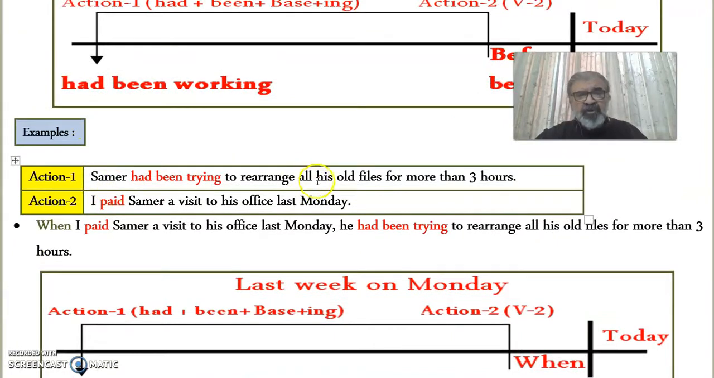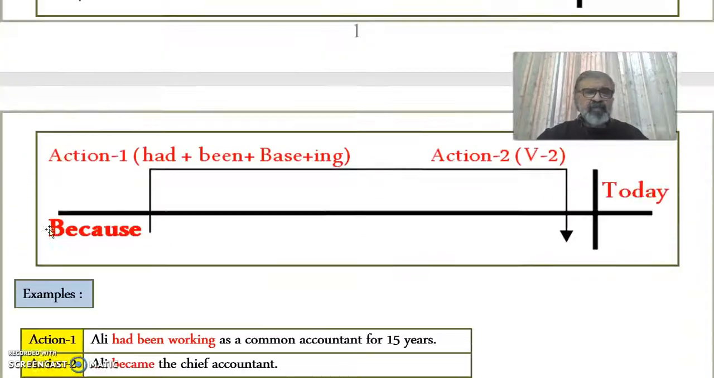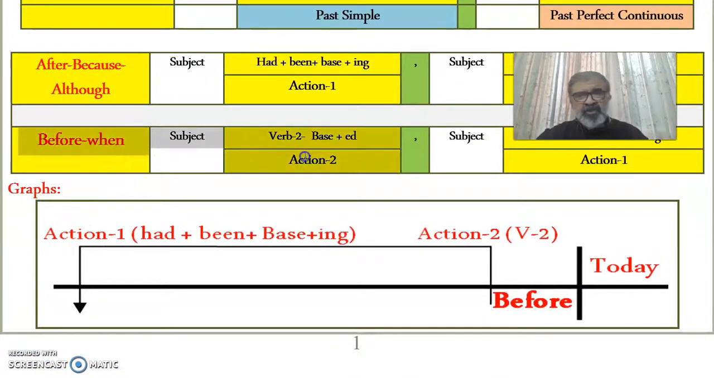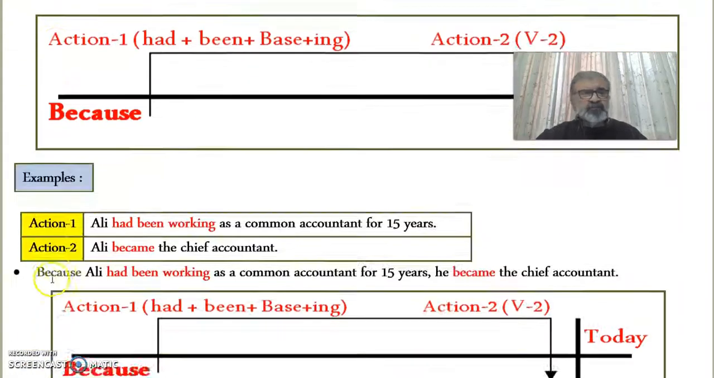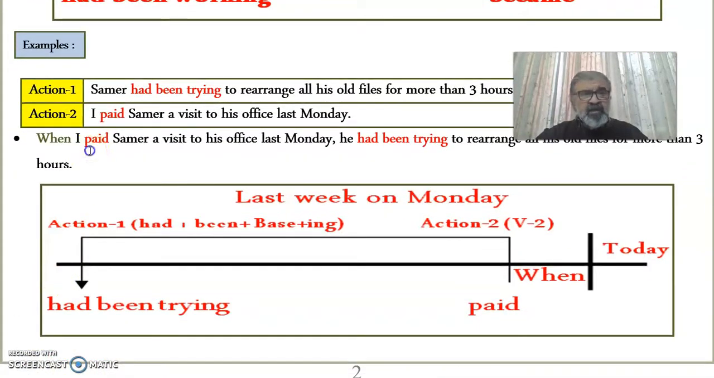Samir had been trying to rearrange all his old files for more than 3 hours. I, as action 2, paid Samir a visit to his office last Monday. When? Going back, "when" is followed by action 2, then action 1. So, going down: when I paid Samir a visit to his office last Monday, that's action 2.